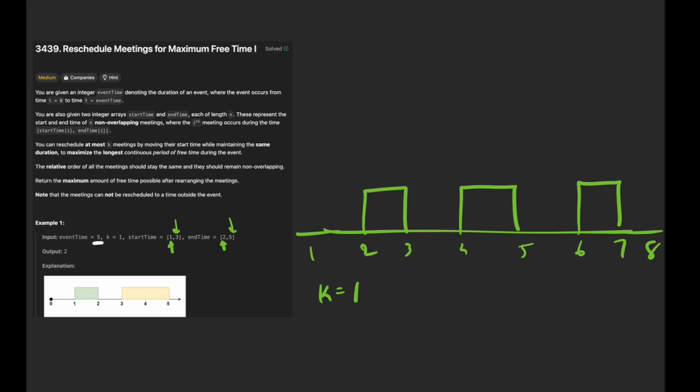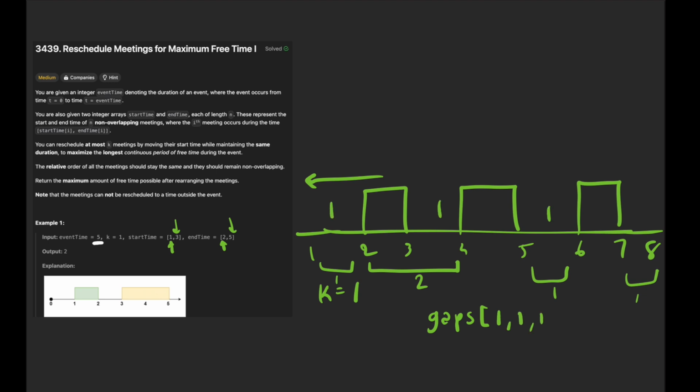If we are just moving this event, let's say to the extreme left position, then we would be getting this as a gap. That would be the maximum gap, because previously 1, 1, and 1 was present. So our gap array previously was 1, 1, 1, and 1. Right? What if we move this event to the extreme left position? We would be combining this one and this one.